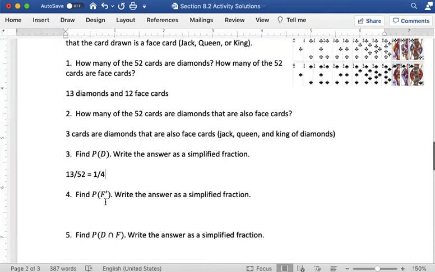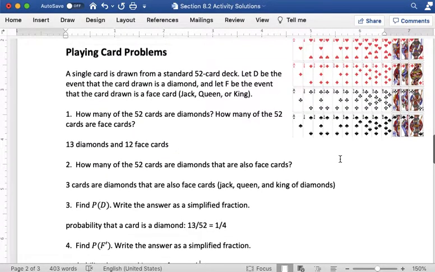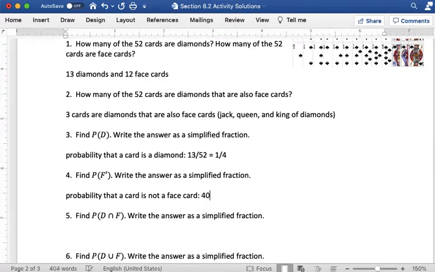Question 4 says to find the probability of not F. So this is going to be the probability that a card is not a face card. And this one up here, I'll write this out just to help you remember what this is. Probability that a card is a diamond. Looking at our picture, we have 12 cards that are face cards and 40 cards that are not face cards. So 40 out of 52. Both of those numbers can be divided by 4 this time. To simplify the fraction, I would take out a factor of 4, and that's 10/13.